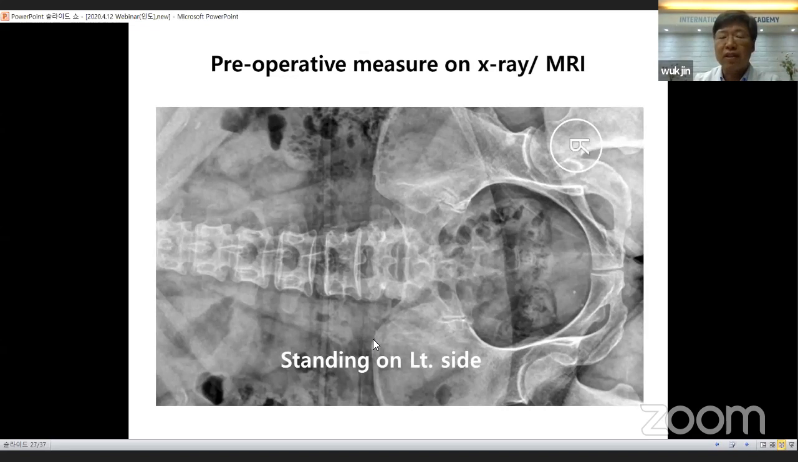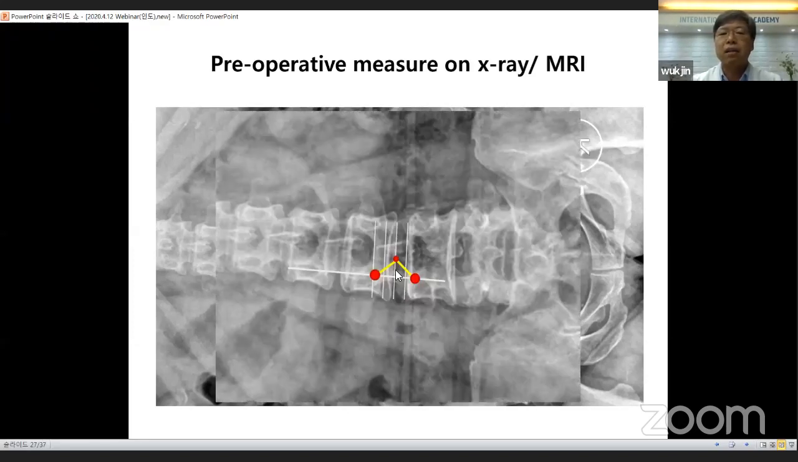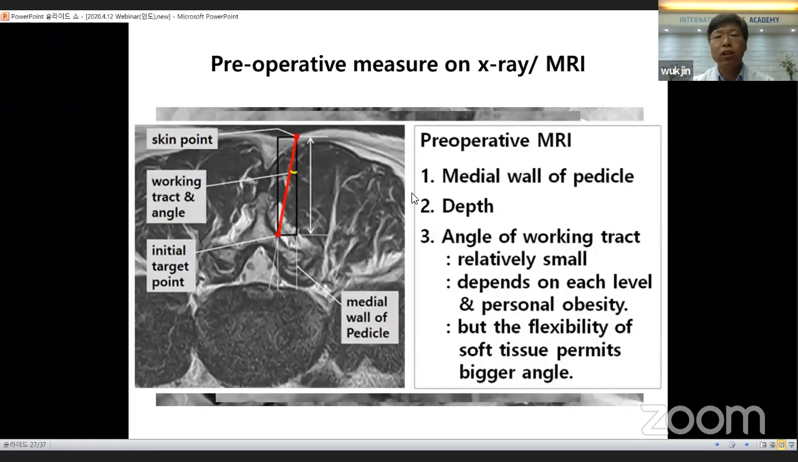This figure is just like the operating field. This time I stand on the left side and mark your initial target point to the portal here. The initial target point is at the lower third of the lamina, above the lamina. Another major important point is the skin point. This line is the medial wall of the pedicle, and here is the target point.